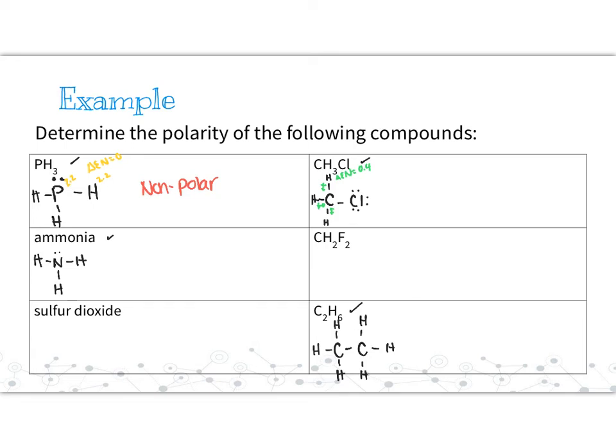Chlorine is 3.2, and again, carbon was 2.6. So chlorine is going to pull a little bit here. So we'll start at the top of our flow chart.